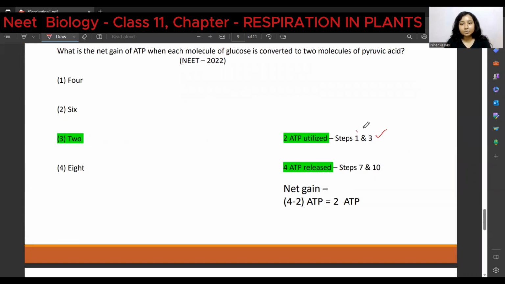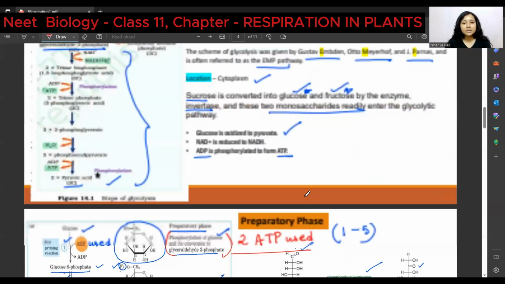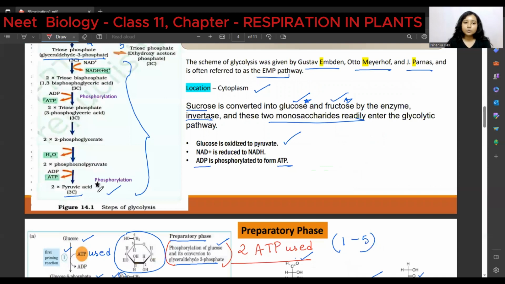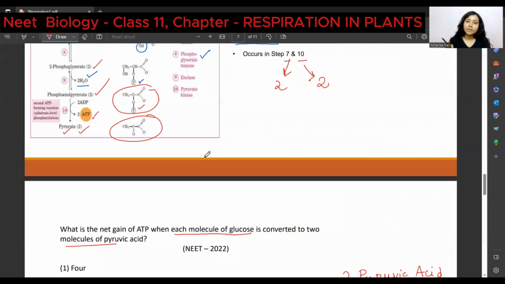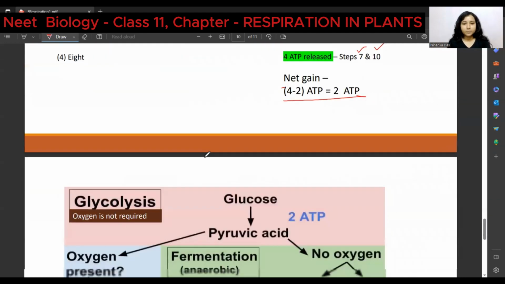We can see in step 1 and step 2, 2 ATP are utilized in the preparatory phase, and in the next phase we can see 4 ATP is released in step 7 and step 10. So the net gain is 4 minus 2, that is 2 ATP. So overall we can say in the glycolysis process 2 ATP is the net gain. Along with that, NADH plus H plus is also produced. It is also a net gain, and it will be used in other parts of the respiration reaction.